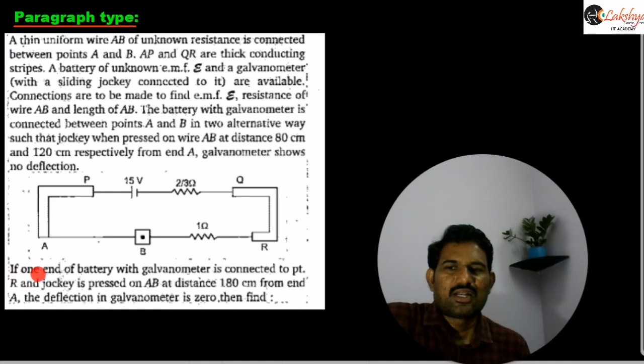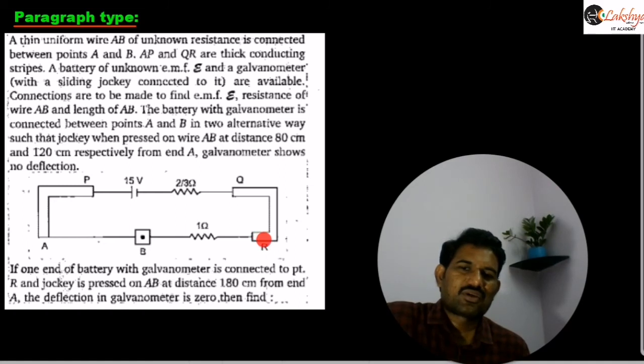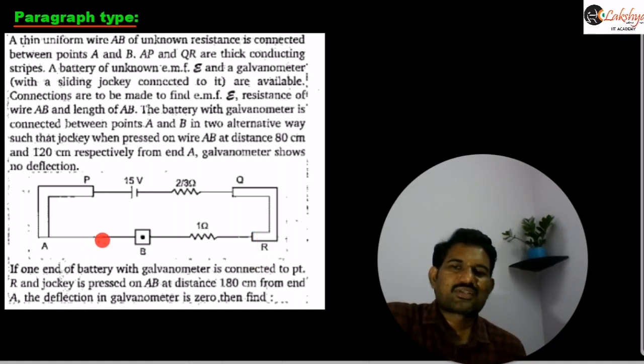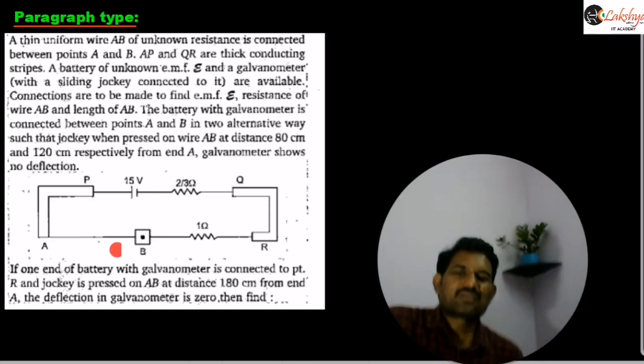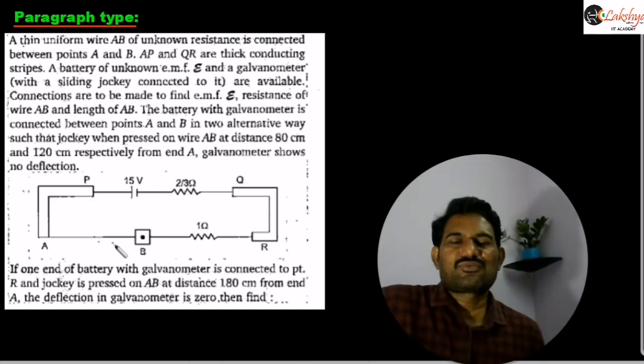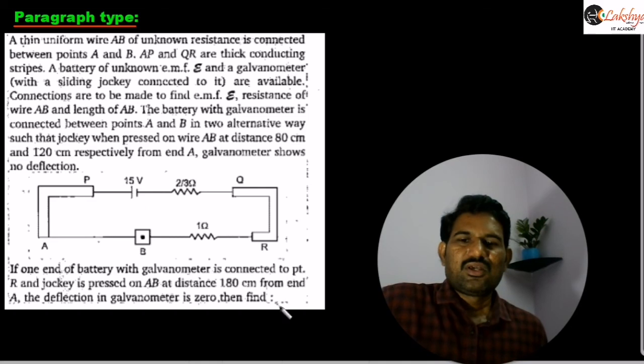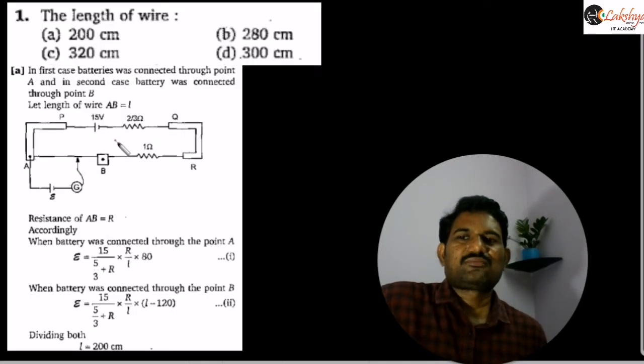Next, one end of the battery with the galvanometer is connected to the point R. That means here we are connecting it, and the jockey is pressed on AB at a distance of 180 centimeters from the end A. The deflection of the galvanometer is zero. That means when you are connecting one end of this jockey here and pressing at 180 centimeters, we are getting the balancing point, right? So those are the three cases given here. Now let us see the questions regarding this.